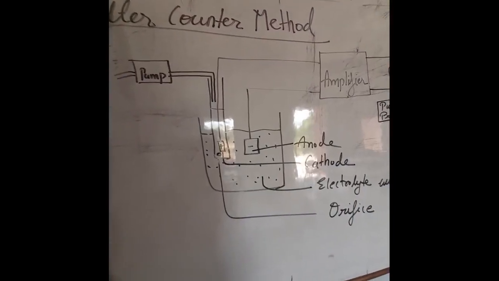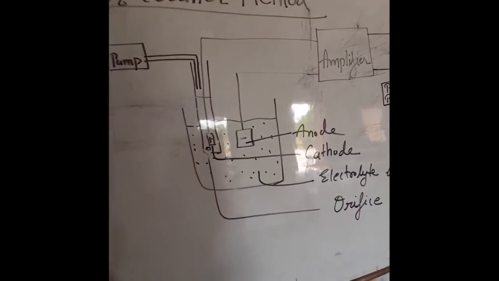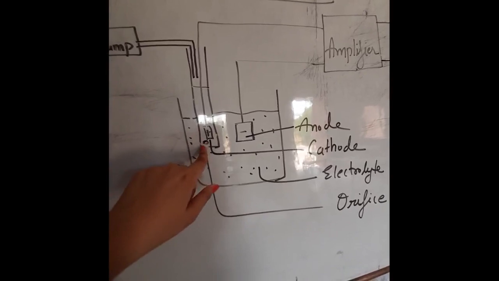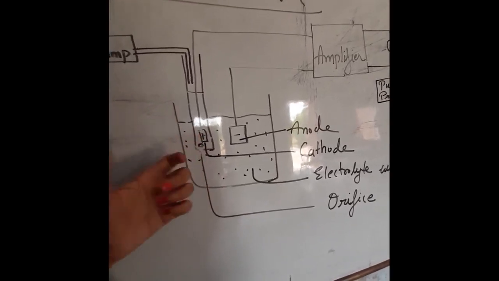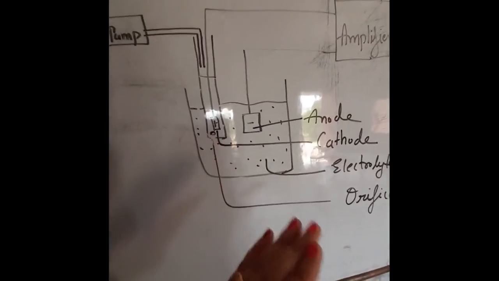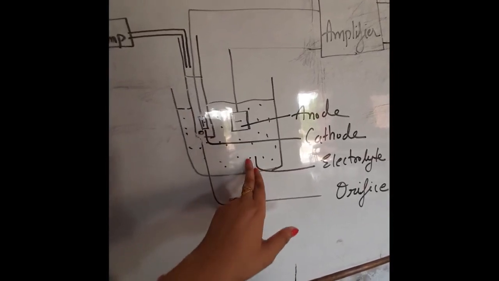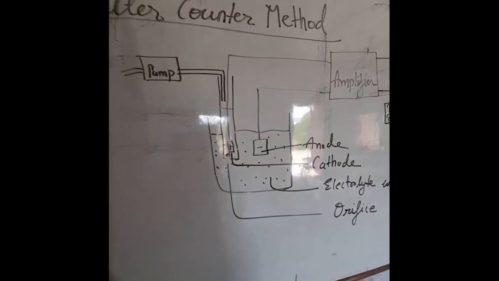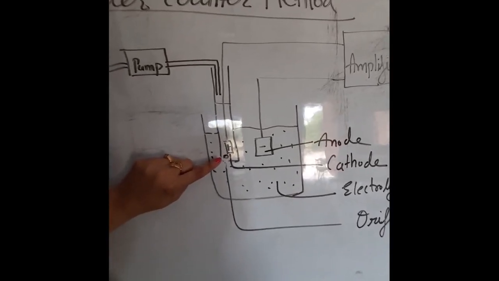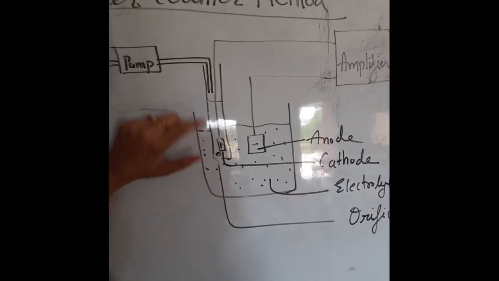And next thing which is very important is that the size of the orifice is made such that only one particle at a time moves inside this tube. When the particle comes inside, it will displace its equivalent volume of electrolyte, which will move outside the container. One thing which is very important is that the size of the orifice is made such that only one particle moves inside this tube at a time.